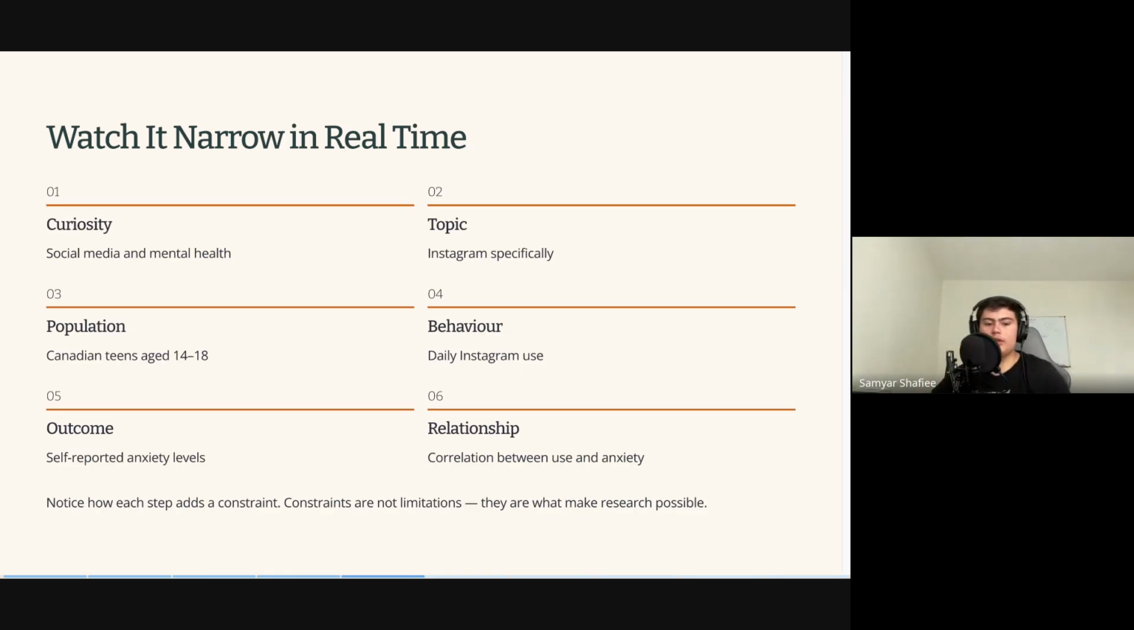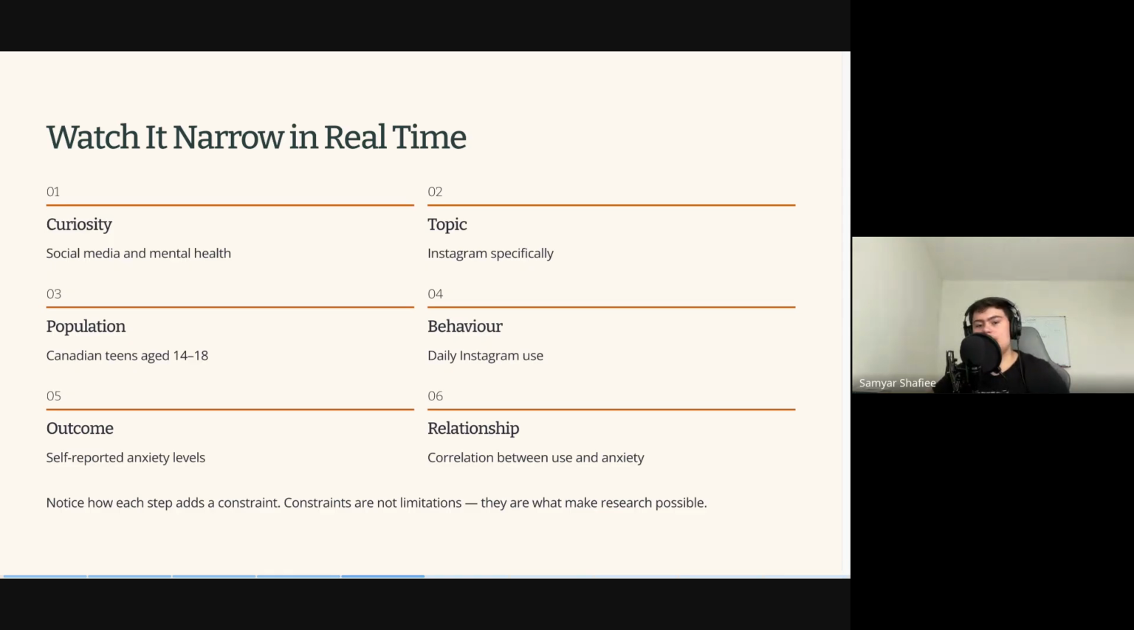Now, outcome: self-reported anxiety levels. Yeah, so you ask them, how did you feel before using it? How do you feel after using it? And that would give you an actual set of data points that you could use. And correlation between use and anxiety.